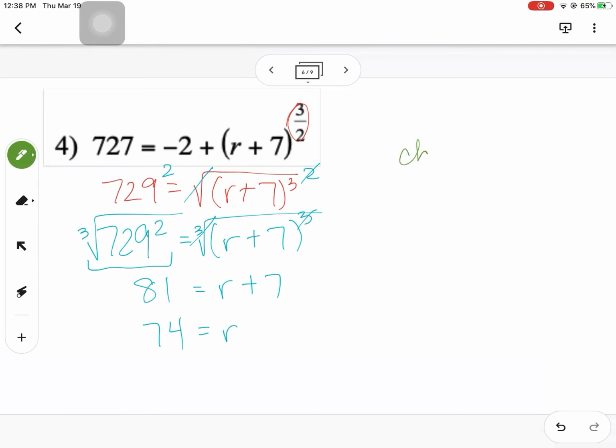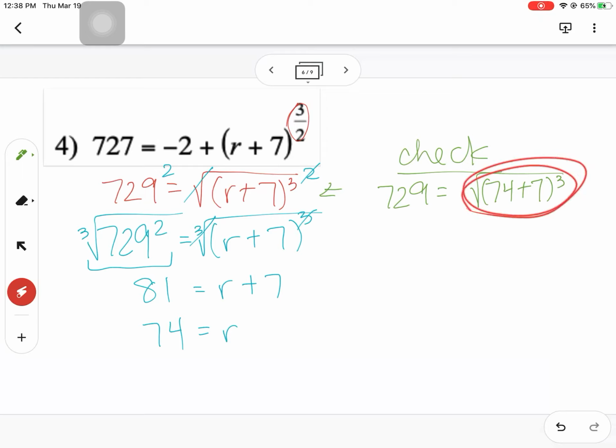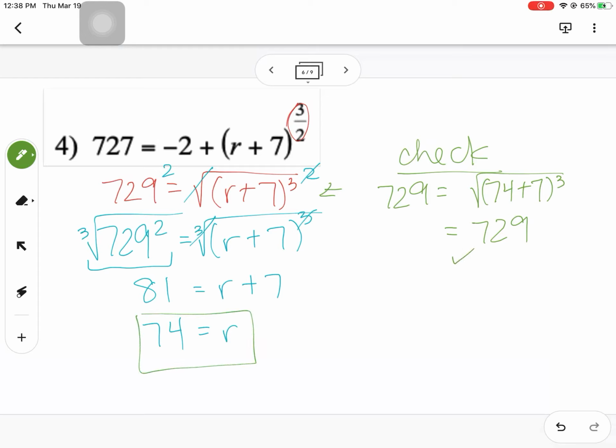We do need to check, like always. I'm going to check right here, because again, that's the neatest place. 729 equals the square root of 74 plus 7 cubed. And this is really just your calculator's job. If you type this right-hand side correctly into your calculator, it does give you 729. So 74 is my correct answer.